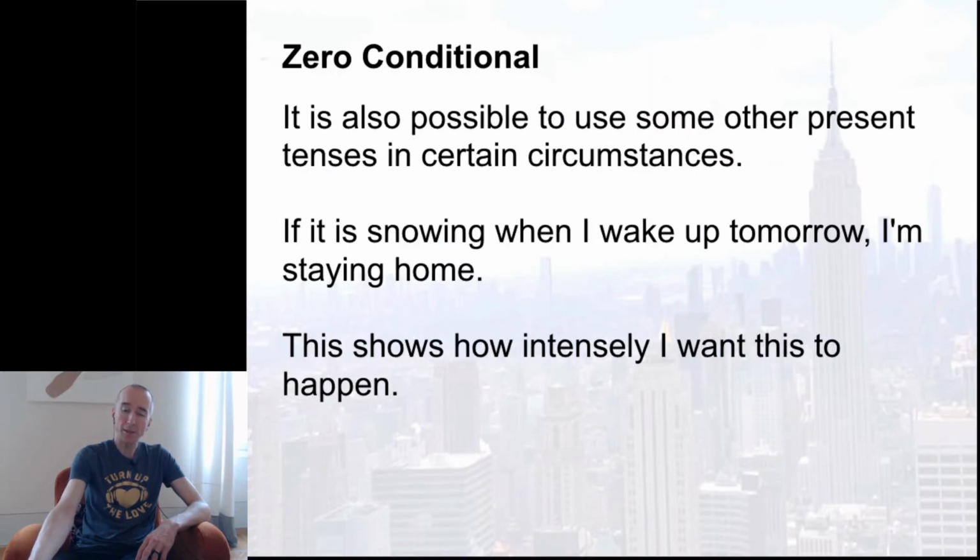It's also possible to use some other present tenses in certain circumstances. If it's snowing when I wake up tomorrow, I'm staying home. This is present continuous and present continuous. It's much less common, but in this case, it helps to express the sense of excitement that this person is expressing. So this shows, in this case, how intensely I want this to happen.